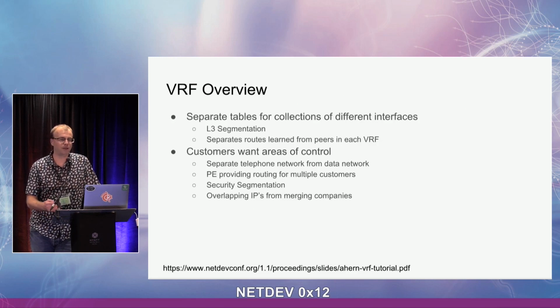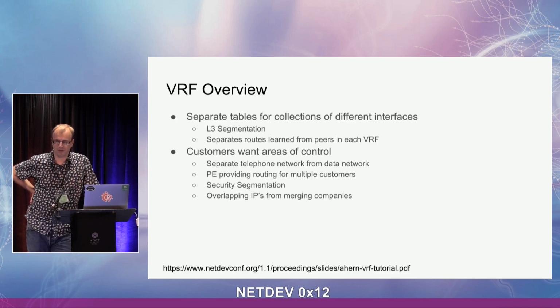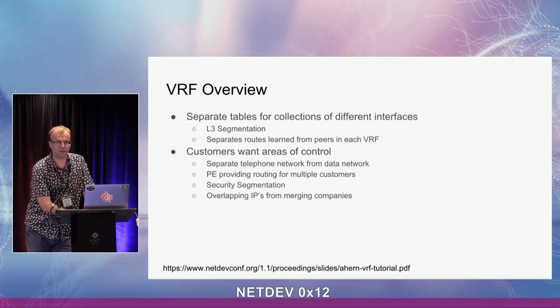Security segmentation. I have a requirement from some security organization saying that these packets must stay on this network. They cannot go anywhere else. And the other reason for VRFs is I have an overlap in IP range from when two companies start to merge. And down at the bottom, I have a link to David Ahern's VRF tutorial for how it's actually implemented in the Linux kernel.